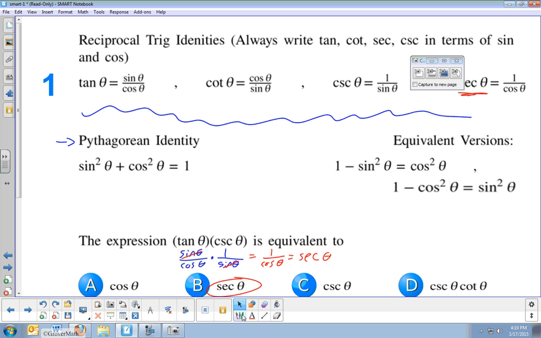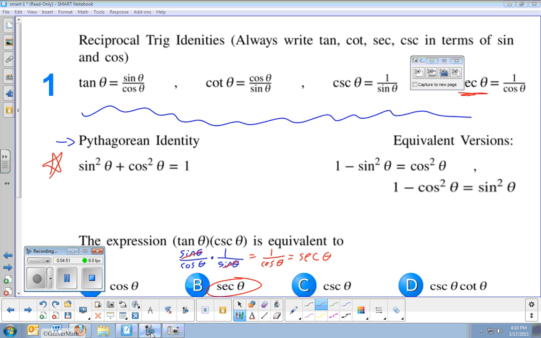Okay, so what we have over here is the Pythagorean identity. This is the most important piece. That's sine squared theta plus cosine squared theta equals 1. And let me give you a brief explanation as to why this works. It really comes from the Pythagorean theorem.